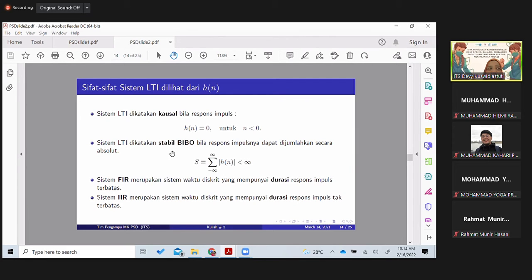And then you could say that the system is stable also by seeing its impulse response. If the summation of the magnitude of the impulse response is less than infinity, which means it is bounded, it is limited, then you could say that the system is stable.